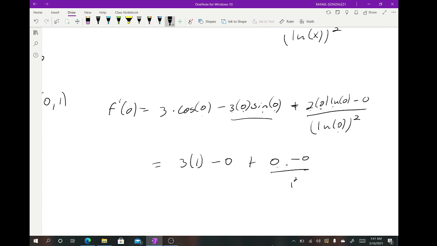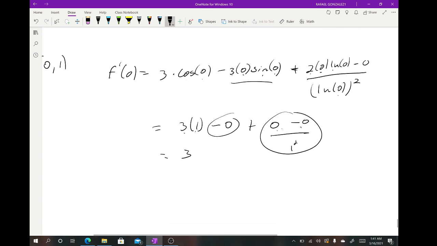But because the numerator is 0, this whole piece is 0. This whole piece is 0. So you just have 3 times 1. So that's just 3. So we have the slope is 3. So that wasn't that difficult.